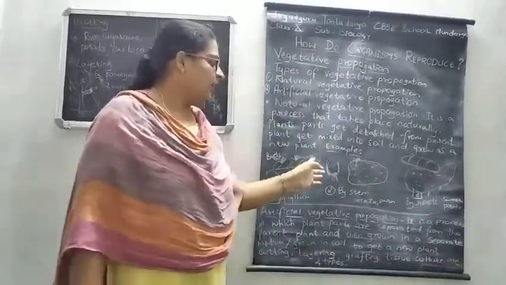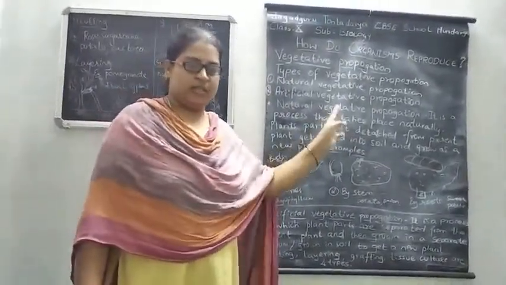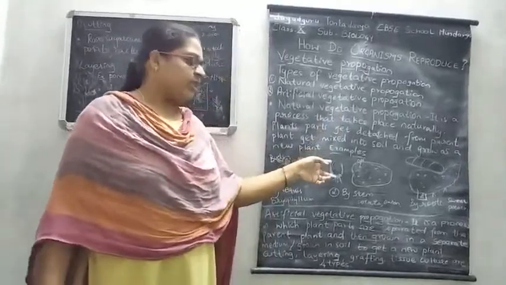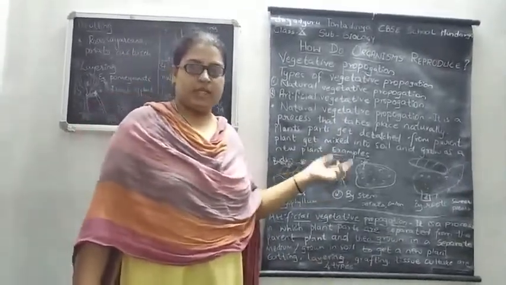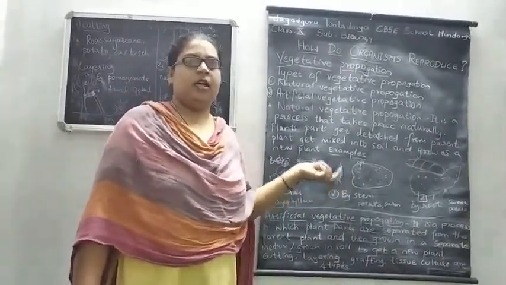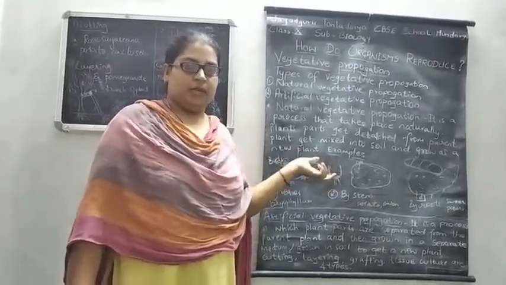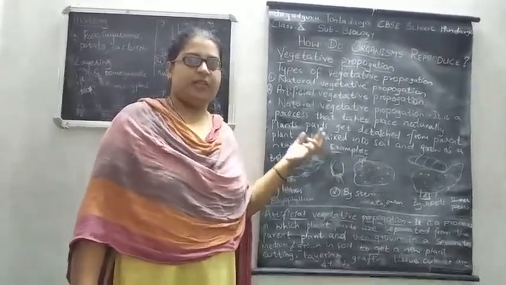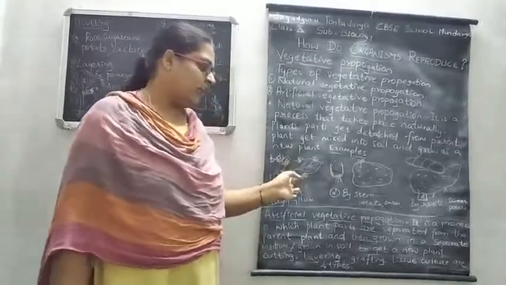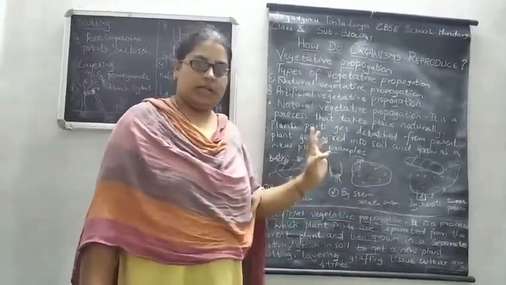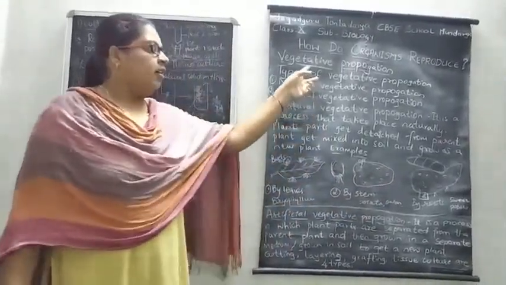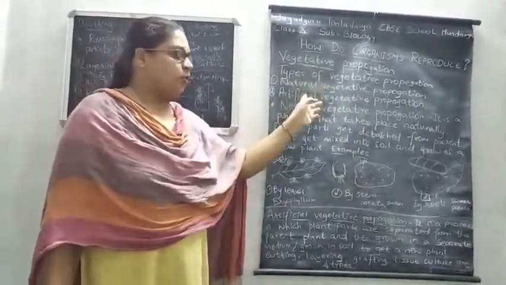Understood? These are the natural vegetative propagation methods. Natural vegetative propagation means that new plants are formed from plant parts by making use of their vegetative parts, either a leaf, stem or a root. Understood? This is the first type of vegetative propagation, that is natural vegetative propagation.